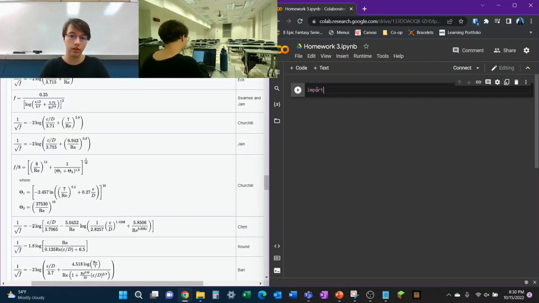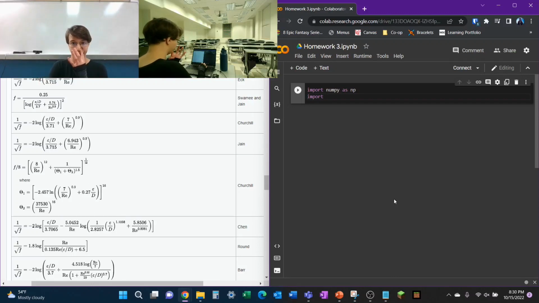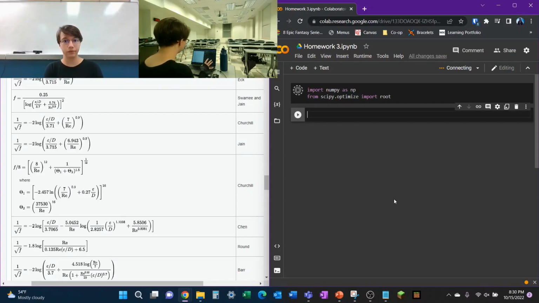So we're going to import numpy as np, and we're going to import scipy. From scipy.optimize, we're going to import root. We'll let that load.